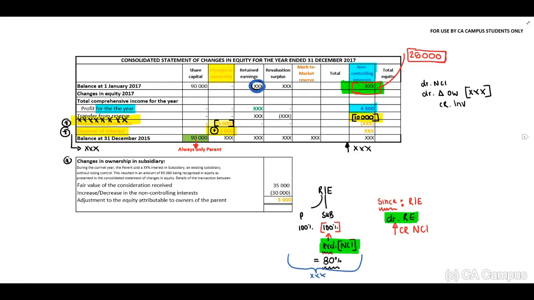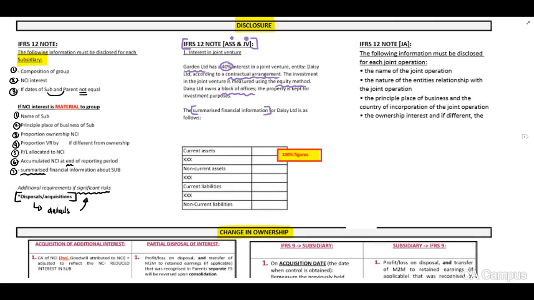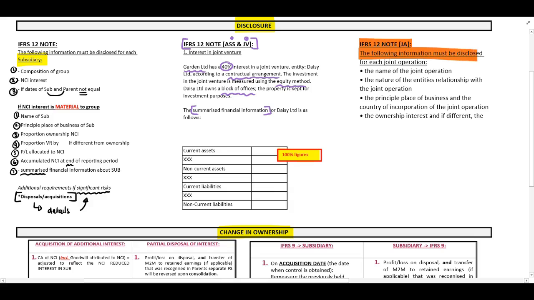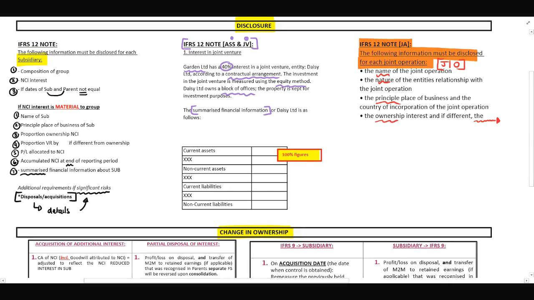We are still busy with our joint operation. Now guys, I want you to refer to the disclosure page. On your right hand side, I've included the IFRS 12 joint arrangements, your information that should be disclosed in each joint operator. Now guys, remember, this is for your joint operators. The name of the operation, the nature, the principal place of business, and the ownership interest, and if it differs, the details relating to this.